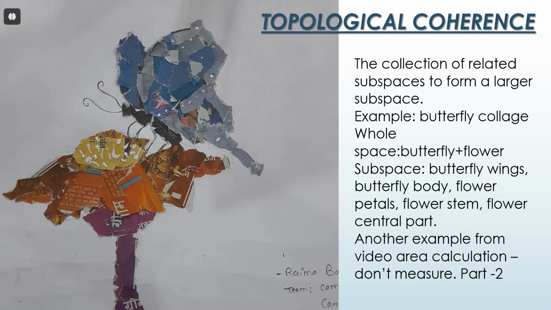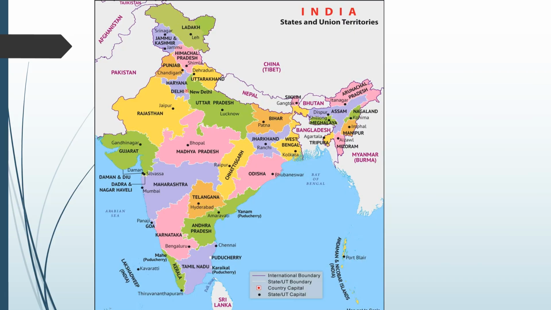So let us move on to another example. This is the example of the map of India, and the map of India is the whole space we are looking at, and different small lines are made with the names of different states. So all the different states are subspaces of this whole space, India. And how are the states made?